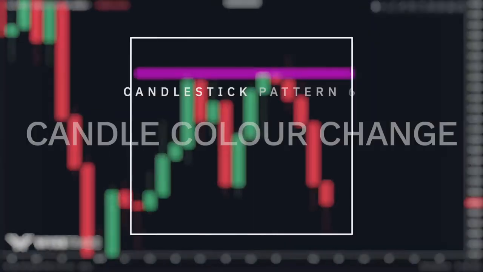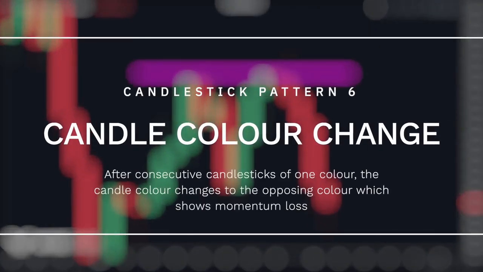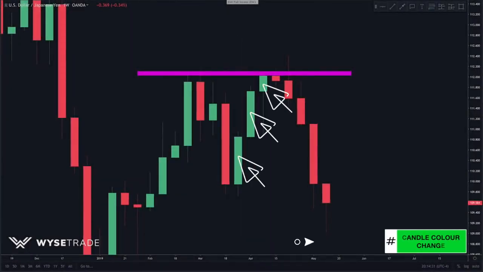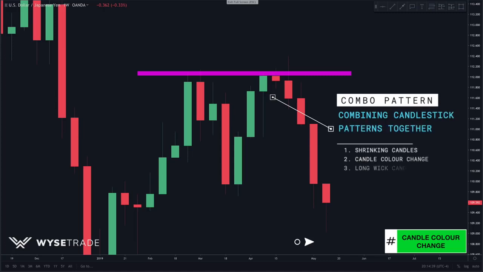Now, this also brings us to our next candlestick pattern, which is a candle color change. As you can see, we had 3 green candles before a red candle finally appears, which shows momentum loss. This complete pattern is also what we call a combo, because you have multiple different candlestick patterns occurring at the same time. You had the shrinking candles, a candle color change, and a long wick candle rejection, which makes this a high quality short opportunity.